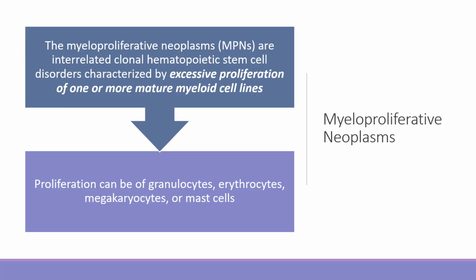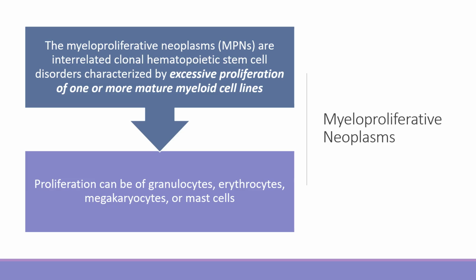So myeloproliferative neoplasms are interrelated clonal hematopoietic stem cell disorders characterized by excessive proliferation of one or more mature myeloid cell lines. So I think I did mention that there are a few areas in which there can be an overlap between a leukemia and a myeloproliferative disorder. And this is kind of where we're talking about in terms of that CML, because it is a proliferative disorder and the myeloid cell lines are mature. And we're going to see some specific examples of that as we move forward in this lecture.